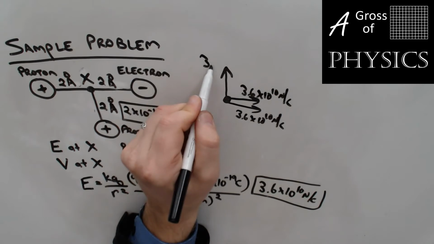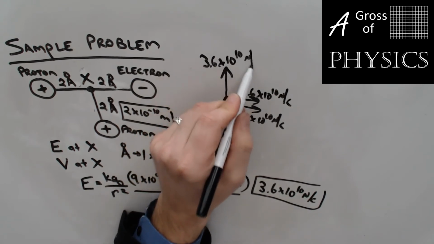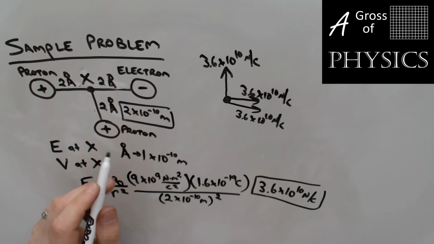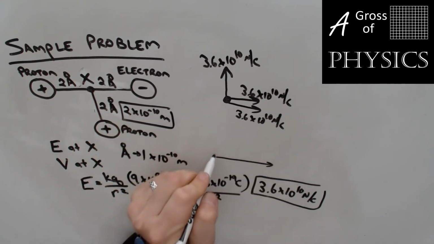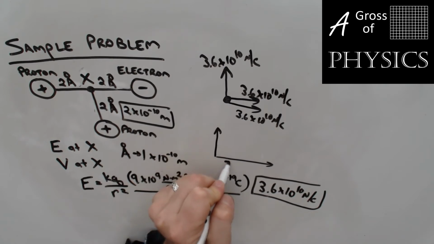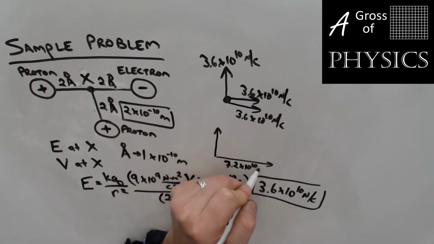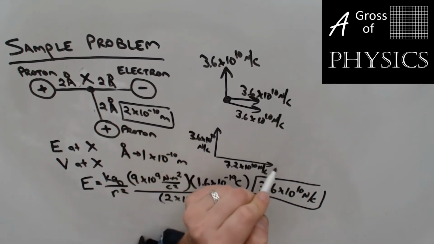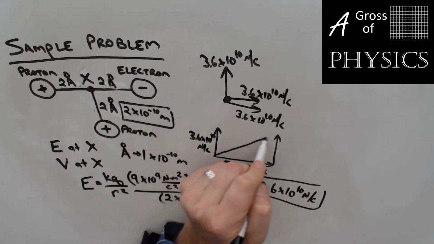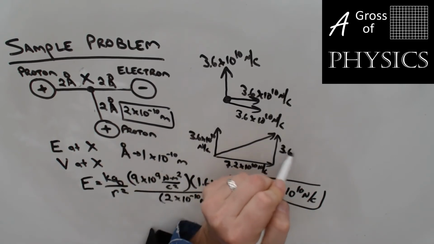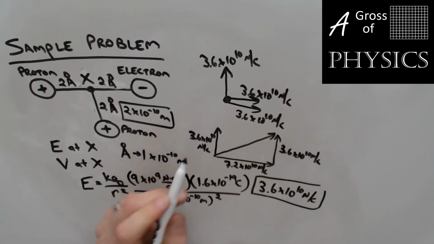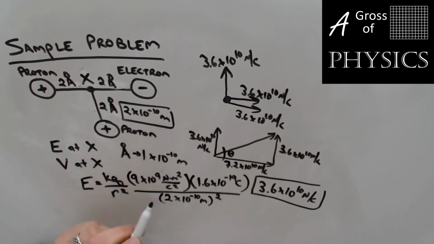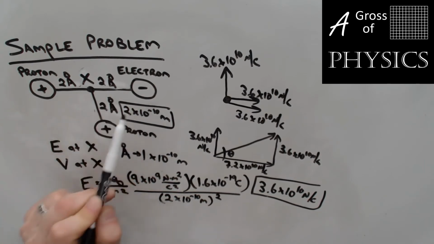going to the right and one going up. And what that's going to do is create a right triangle. And that's going to be 7.2 times 10 to the 10 newtons per coulomb and 3.6 times 10 to the 10 newtons per coulomb. So if we draw it tip to tail, what we need to do is use Pythagorean Theorem and inverse tan. So this is going to be a vector problem at this point. So the electric field is going to be pushed by the two protons and pulled by the electron.